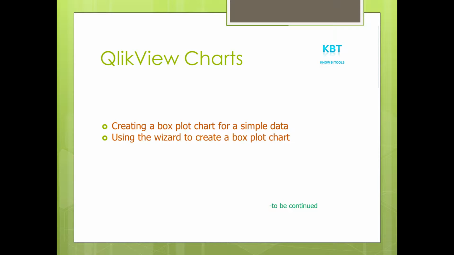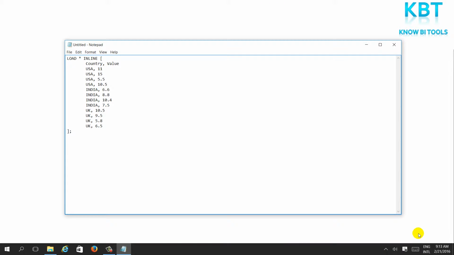So today we will focus on the box plot chart, creating a box plot chart for a simple data set and using the wizard to create a box plot chart. So first we are creating a box plot chart for a simple data set. For that I prepared an inline data set, so no need to connect to any data. This data itself will generate the results, like country comma value.